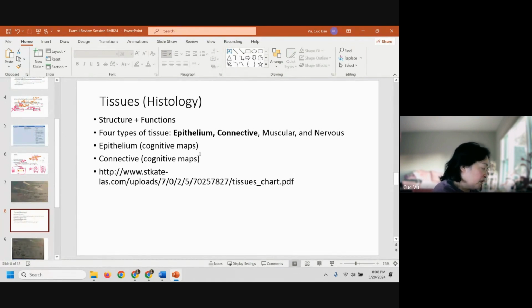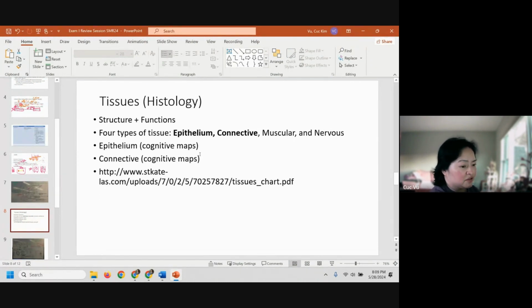When you're going through the epithelium, because there's so much of it, one of the ways to study them is to do a cognitive map of them. Same thing for connective tissue. I do have a chart that you can find on the St. Kate's navigation that goes through the same things. Another recommendation for this unit is to watch the supplemental video, which walks through how you identify them, and my tricks for easily identifying one over the other.